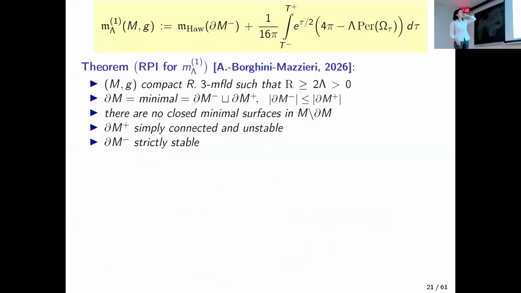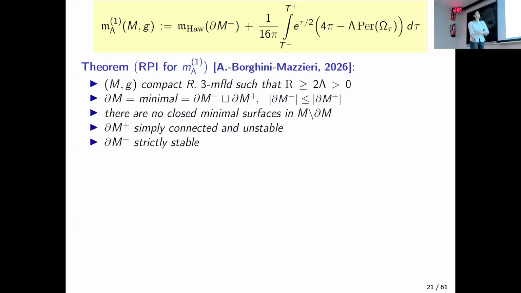And this is the Riemannian Penrose inequality that we were able to prove for this quantity. If you are in a three-dimensional compact manifold with scalar curvature bounded by 2 lambda, the setting is the one that I was describing before. So the boundary is split into two connected components, boundary of M minus and boundary of M plus, where the boundary of M minus has less area than the other. Suppose that there are no closed minimal surfaces in M minus the boundary.